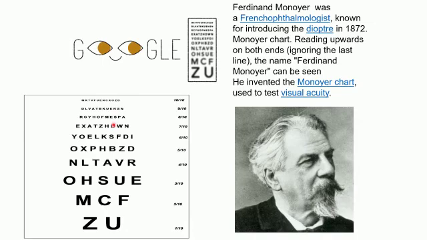So this is called a Monoyer chart, and what is interesting about this chart is that reading upwards on both ends, ignoring the last line, the name Ferdinand Monoyer can be seen. He invented the Monoyer chart used to test the visual acuity. So we can do this. We have to just ignore this last line, that is Z and U, and then we have to start reading from here the last letters in the upward direction, and we can read the name of the inventor, that is Monoyer, and this side again last letters Ferdinand.